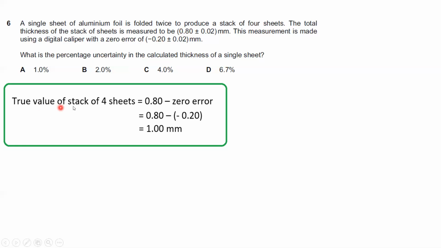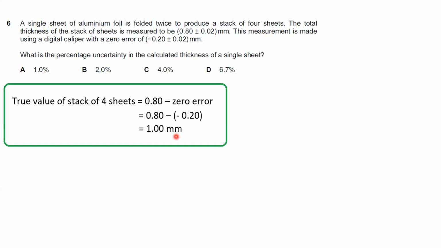So the true value of the stack of 4 sheets is 0.80, and there is a zero error of minus 0.20. When your zero error is negative, you have to add it. If the zero error is positive, you need to subtract. Since my zero error is negative, I'm adding it. So I'm getting 1.00 millimeter. So this is the true value of the stack of 4 sheets.